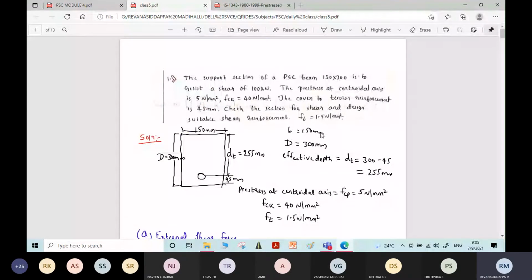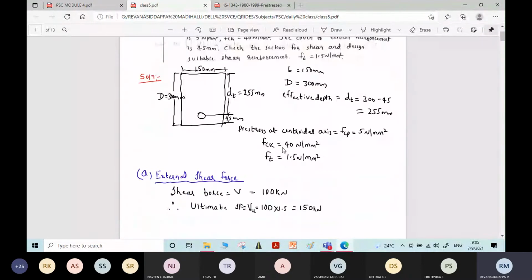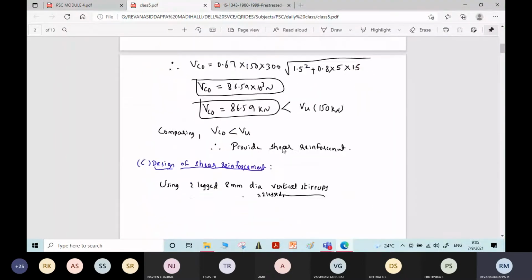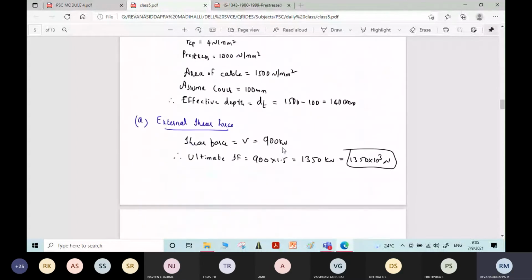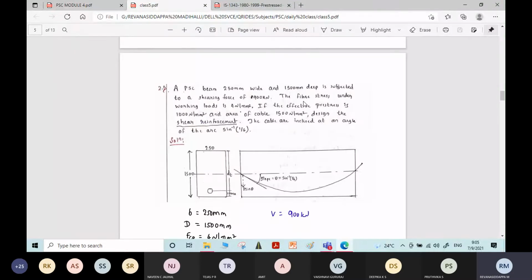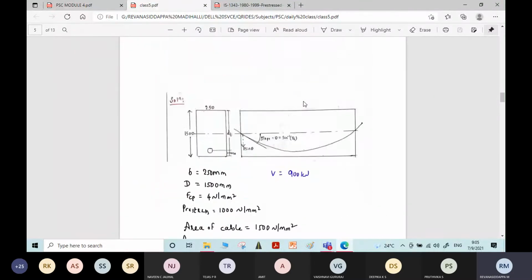Yesterday we started design problems on shear for a PSC beam. In that we covered one problem. The second problem we have just started, up to the ultimate shear force. So we have done that. I'll just glance at it once again and proceed with the problem.